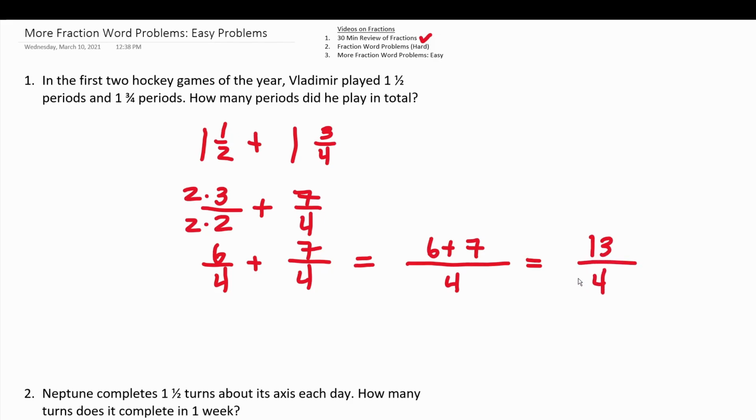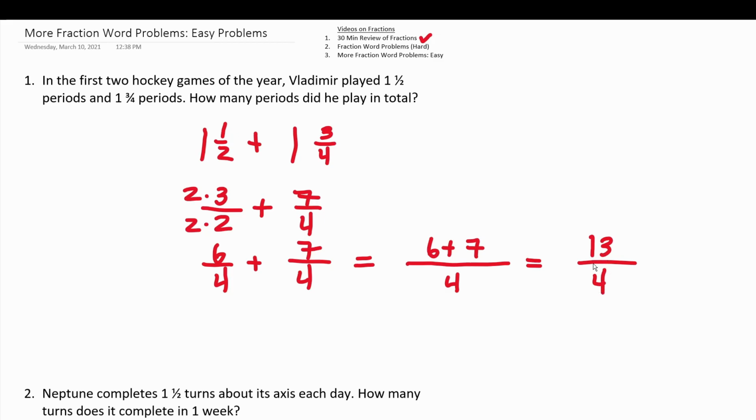13/4. Now, you may see an answer given as an improper fraction, or you may have to convert your improper fraction back to a mixed number. And again, in case you haven't worked with fractions in a while, let me explain what the definition of an improper fraction is. An improper fraction is a fraction in which the value of the numerator is greater than the value of the denominator. In this case, 13 is bigger than 4, so our numerator is bigger than our denominator.